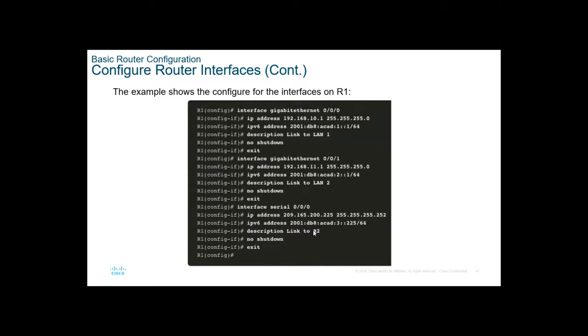So on a router, we would configure the ports with IP addresses, IP version 4 and IP version 6 addresses. So here he's configured serial ports and Ethernet ports, and he's used the no shutdown command 3 times to bring these ports up.